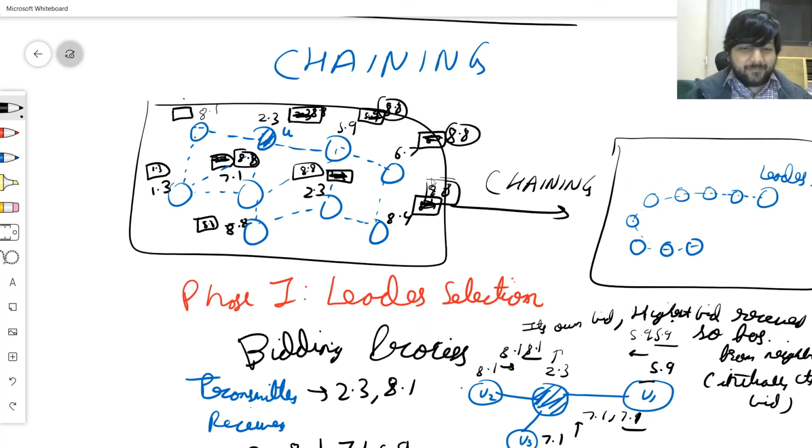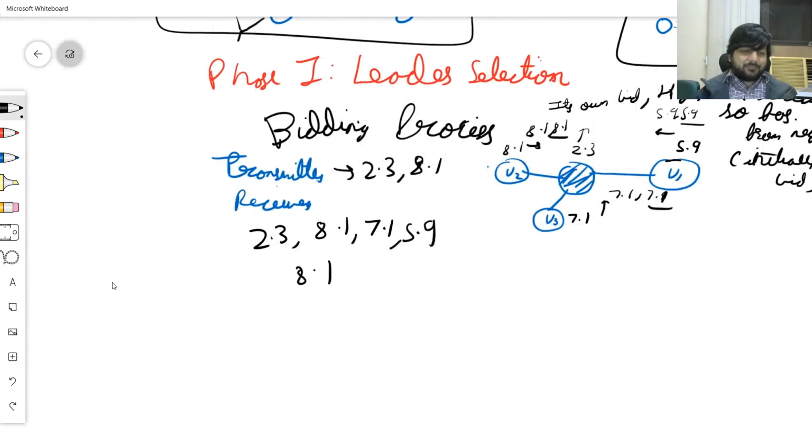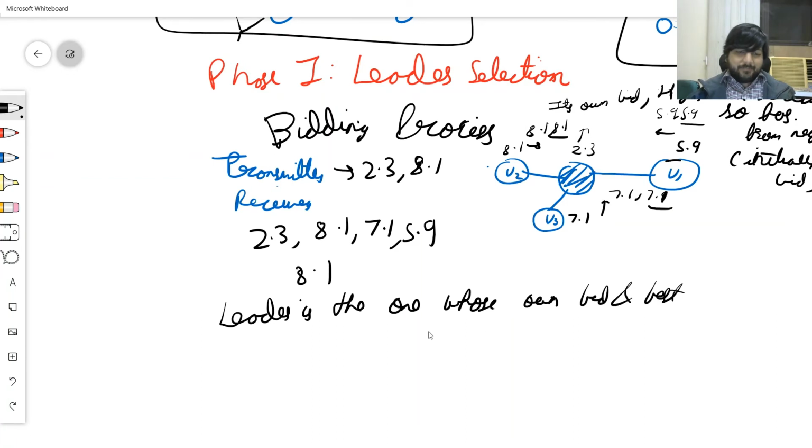So every robot is basically taking a maximum of what values it received. This gets an 8.8 from here, so this one gets it from here. So that gets an 8.8, and then this gets an 8.8 from here, so this becomes 8.8. So everybody knows which is the best bit, which is 8.8, and this happens very fast, distributed bidding. And everybody knows its own bit and the best bit, so the leader is the one whose own bit and best bid match.